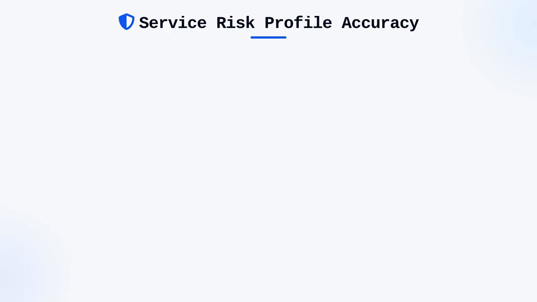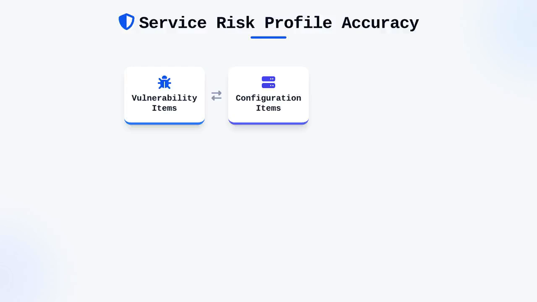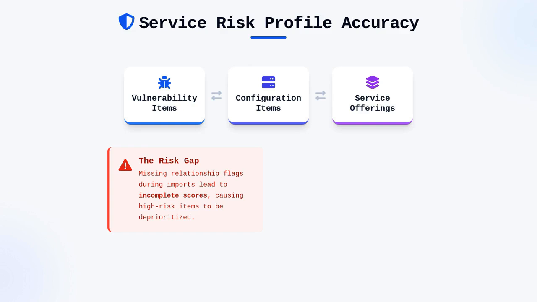To ensure the accuracy of your service risk profiles, you might need to engage in periodic troubleshooting of your cross-table evaluation structures. This involves validating that the connections between your vulnerability items, configuration items, and service offerings remain consistent over time. If a relationship flag goes missing during an asset import or an update, the upstream impact calculation will return an incomplete score, potentially leaving a high-risk vulnerability improperly deprioritized.